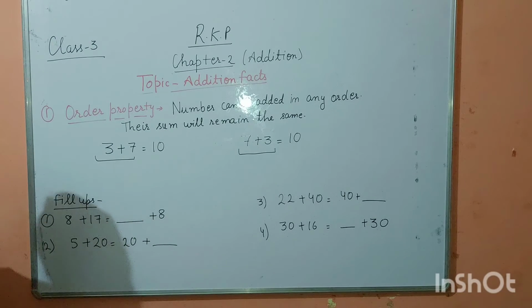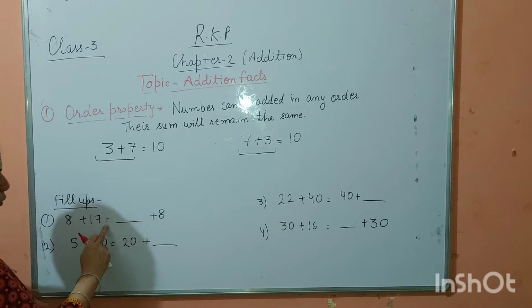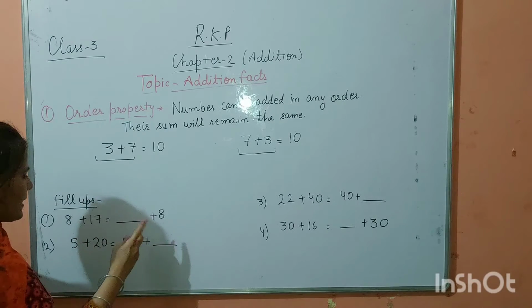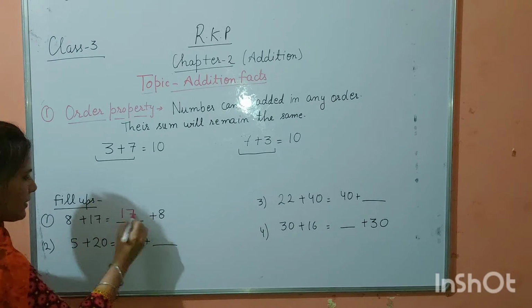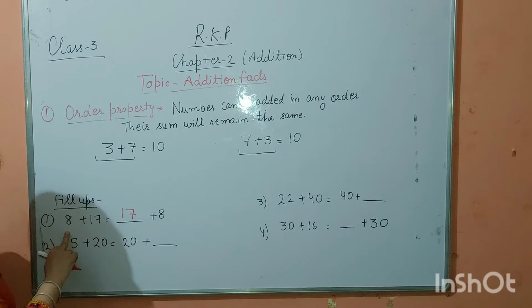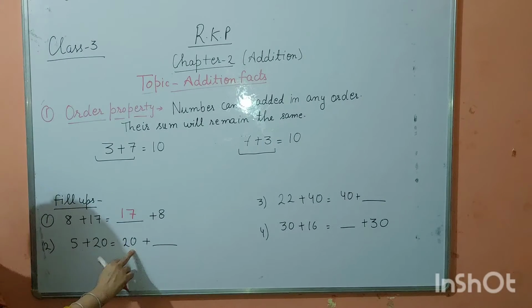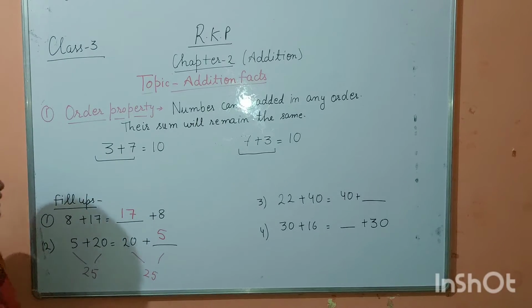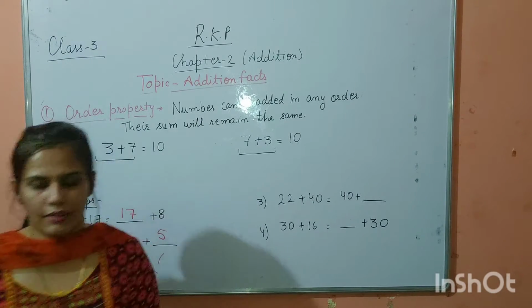So if you add 8 plus 17 and here is an equal to sign given to you. So 17 plus 8, and what will come here? 17. Right? Because it shows the order property of addition. Similarly, if you add 5 plus 20 equal to 20 plus what will come here? 5. Means answer 25 and here the answer will remain the same. Okay? Do these questions by yourself.